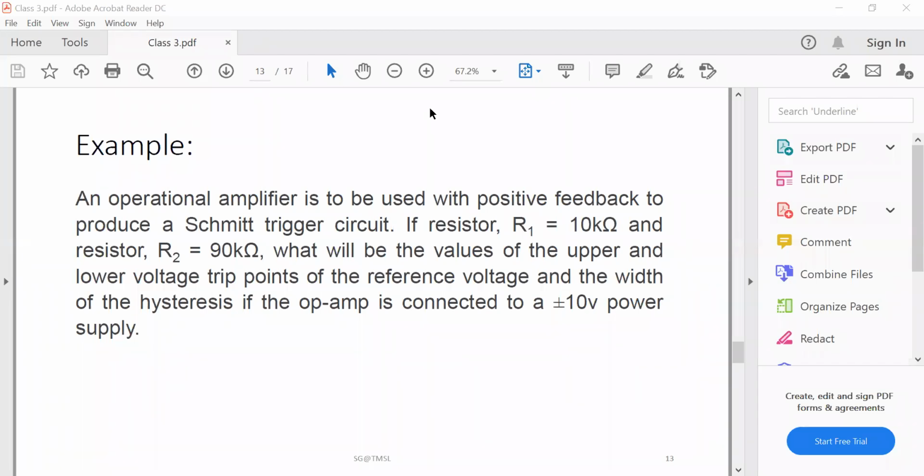What will be the result? What will be the output? Can you tell me? Anyone? Sir, the width of the hysteresis is 2 volt. Yes, right.